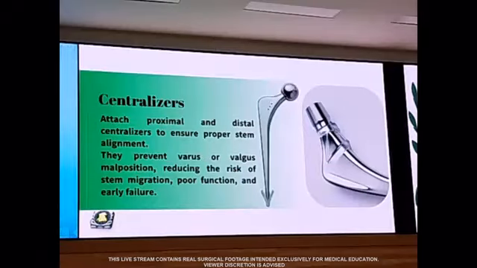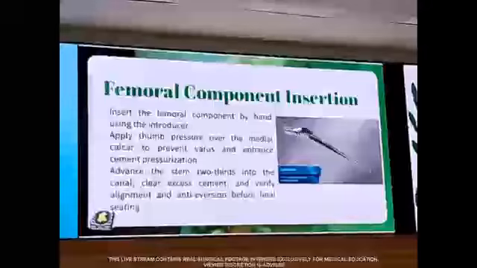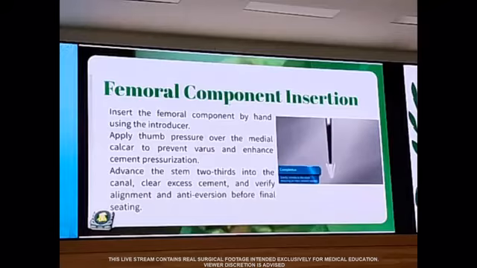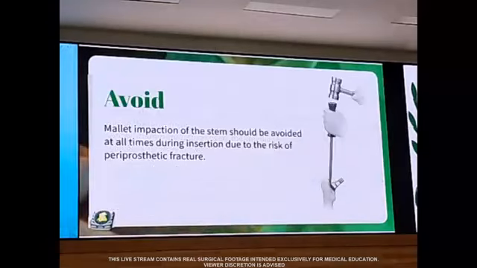Centralizers: attach proximal and distal centralizers to assure proper cement alignment. They prevent varus and valgus malalignment and reduce the risk of stem migration, poor function, and early failure. Insert the femoral component by hand using an introducer. Apply thumb pressure over the medial calcar to prevent varus and enhance cement pressurization. Advance the stem two-thirds into the canal. Clear excess cement, verify alignment and orientation before final seating. Mallet impaction of the stem should be avoided at all times during insertion due to the risk of periprosthetic fracture.